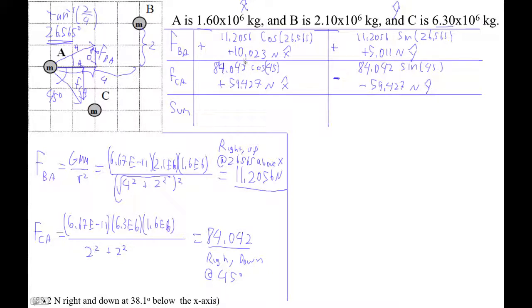Okay, so now we are ready for the sum. I think we are. These are both positive, so let's just add these guys up. That guy plus this guy is 69.449 in the x direction. Let's add these guys up. This guy's positive, this guy's negative, so I'm going to go 5.011 minus the 59.427. And this is negative 54.415.